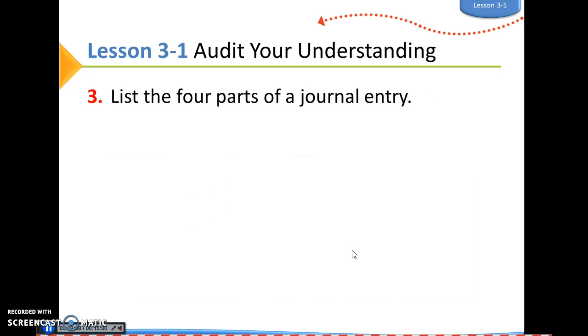List the four parts of a journal entry. What do you list first? Your date. Okay, and then what? Corbin? Which goes, well, maybe or maybe not. Source document. Nope, that's the last. Anna. The debit amount, or the credit amount, where it goes. And then, Josh. The credit amount, and then, lastly, source document.